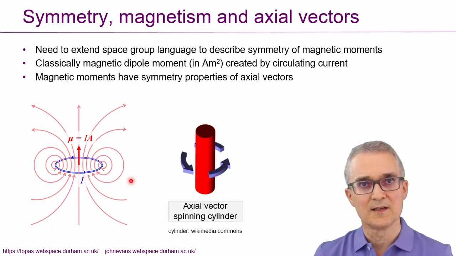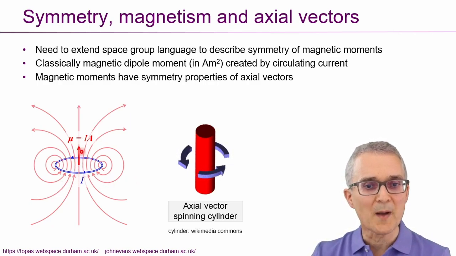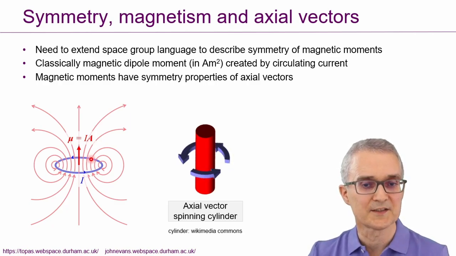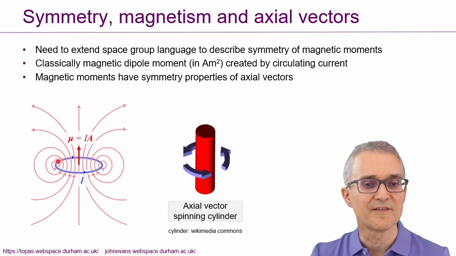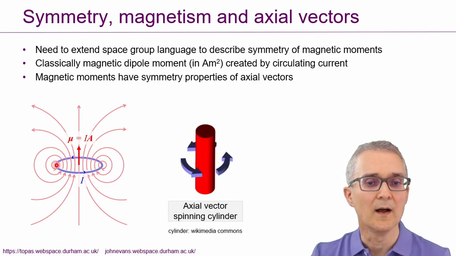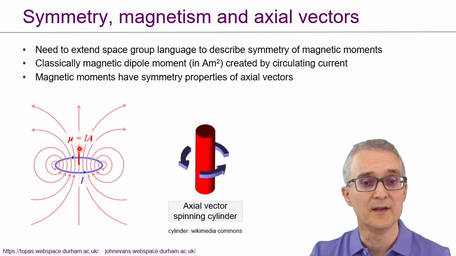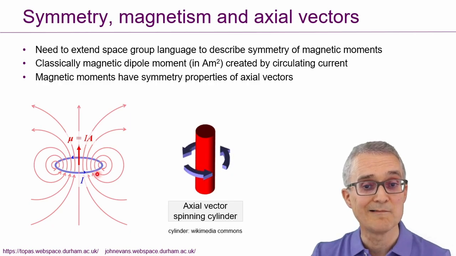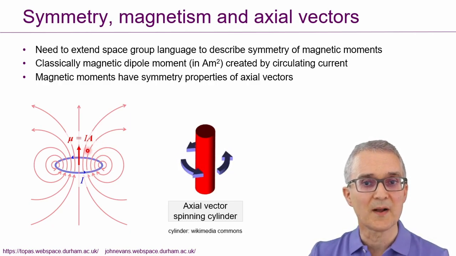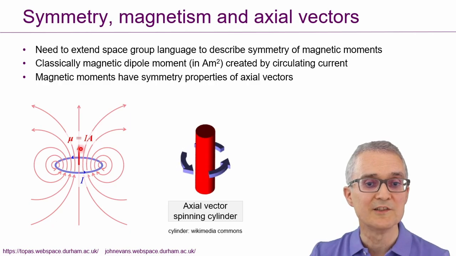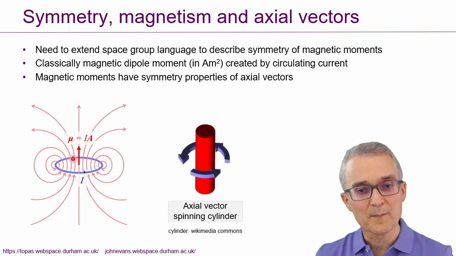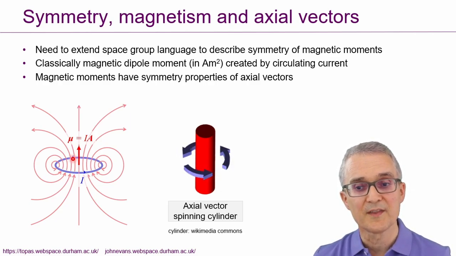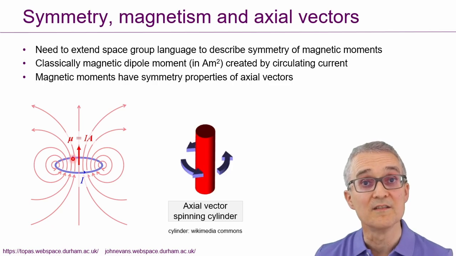Well, if you go back to classical electromagnetics, what generates a magnetic moment in a classical system is if you have an electric current flowing in a loop of wire, that will generate a magnetic dipole moment perpendicular to the plane of the loop. And the magnitude of the moment is given by the product of the current that's flowing and the area of the loop. So we can understand magnetic dipole moments, which we normally draw as these little arrows pointing in a certain direction, in terms of circulating currents. What that means is that magnetic dipole moments actually have the symmetry properties of what are called axial vectors.